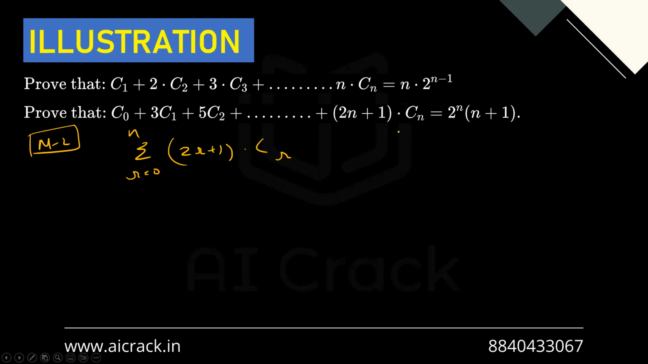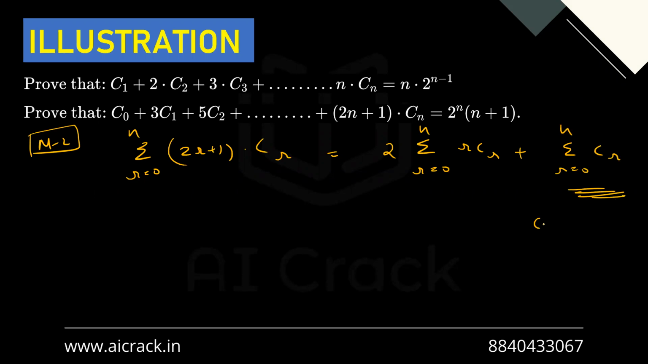Right? Now I can write this in two parts with the help of sigma properties. So I can write it as 2 times sigma r equals 0 till n of r Cr plus sigma r equals 0 till n of Cr. This we already know, that is C0 plus C1 plus C2 plus C3.